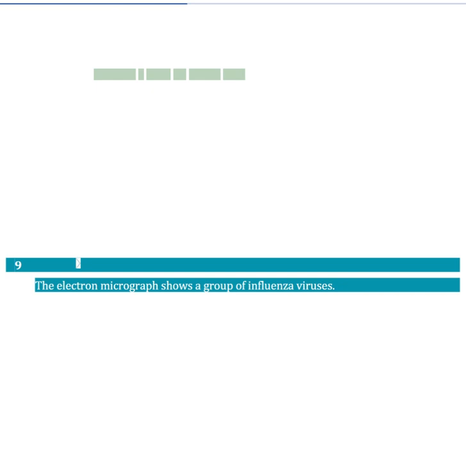9. The electron micrograph shows a group of influenza viruses. 8. A. For each of the following events, decide whether it produces active immunity or passive immunity. Having a disease and recovering from it. Feeding a baby on breast milk. Being injected with antibodies. Being vaccinated with weakened viruses.